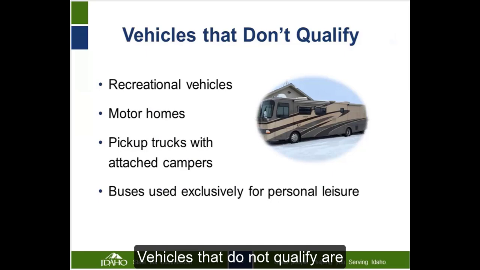Vehicles that do not qualify are recreational vehicles, motorhomes, pickup trucks, attached campers, or buses used exclusively for personal leisure. So these programs are for commercial vehicles, so we do not want your personal vehicles in your commercial fleet.